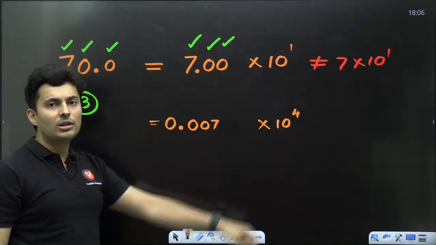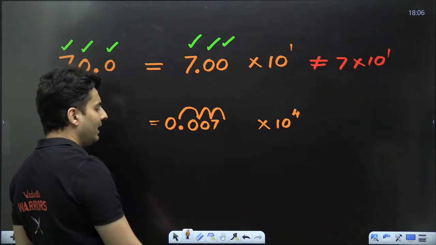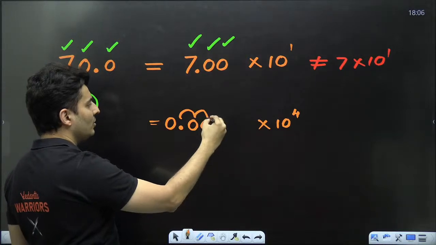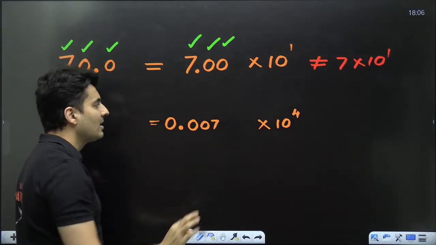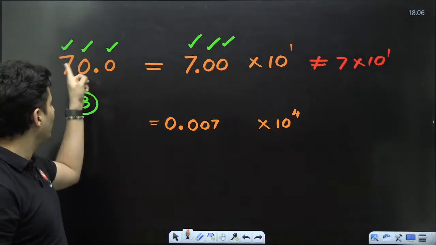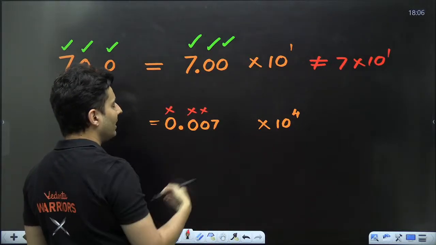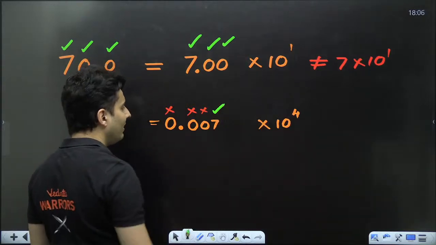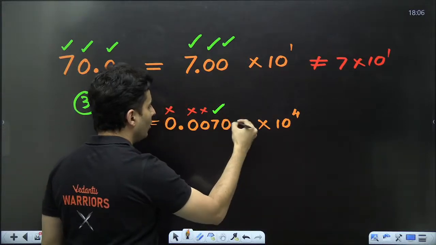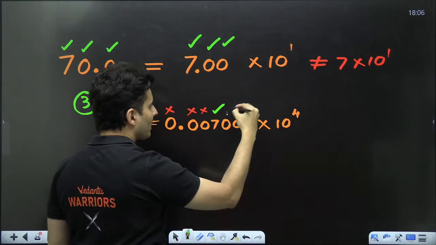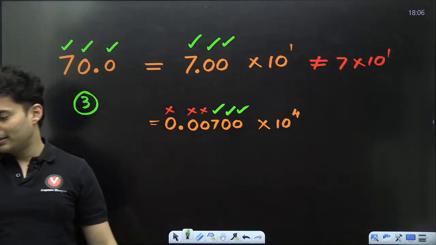0.007 into 10 to the power 4. So this decimal place will shift here, then here, then here, right? So basically 1, 2, 3 and 4 places, then it will become 70. So this is value wise. But are these zeros going to be significant? The answer is no. These are not going to be significant. Only this 7 is. To make the significant figures the same, I will have to add 2 more zeros here. Only then the significant figures will match: 3 here, 3 here, 3 here, 3 here. That's how you convert it.